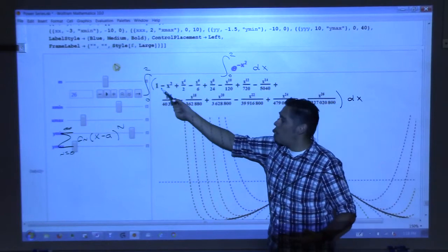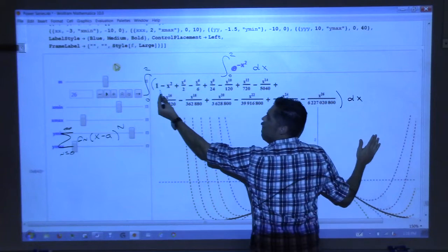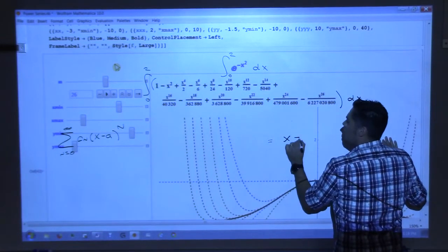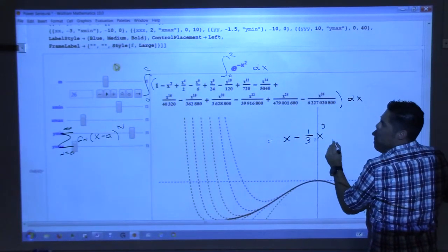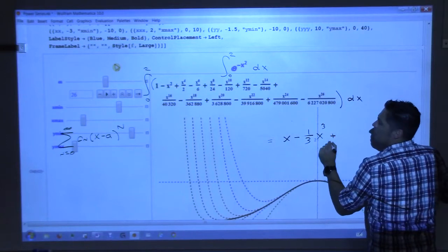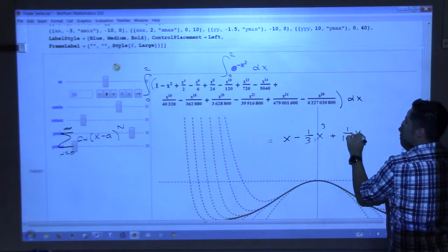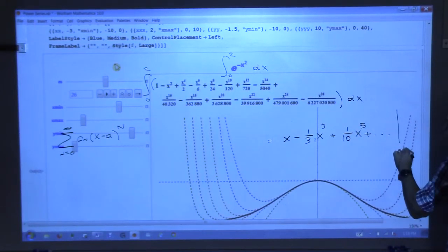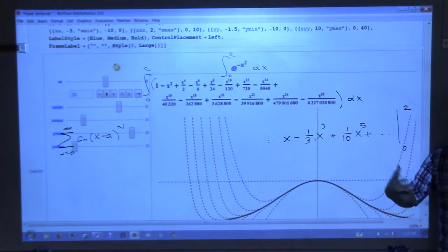So you could just do power rule on each one of these. The antiderivative of this would be, let's just get it started, X minus 1/3 x cubed, and then plus, let's see, something like 1/10 x to the 5th plus dot, dot, dot, right? I would have more of these. And then I would just evaluate 0 and 2. So I plug 2 in here, get a number, plug in 0, get a number, subtract. That's the area under the curve.